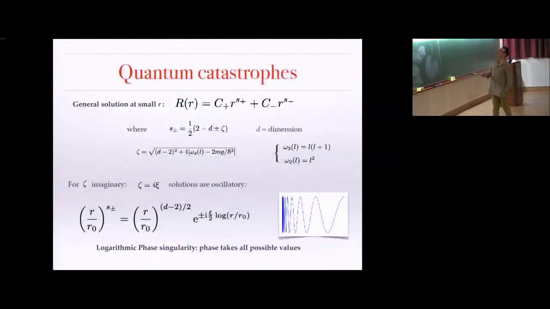Okay, in my last 5 minutes, quantum catastrophes. What are these guys? So remember we had this general solution at small r. And now we pay more attention to this solution. So let's look at the case where we have the fall to the center, okay? So basically zeta is imaginary.